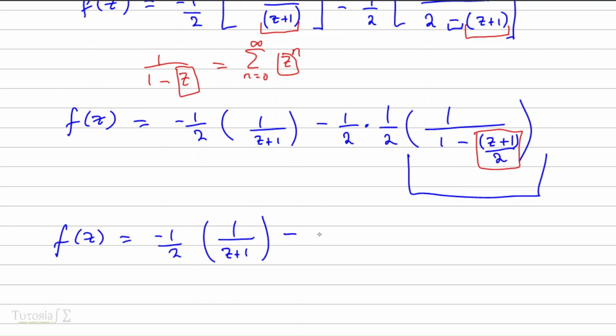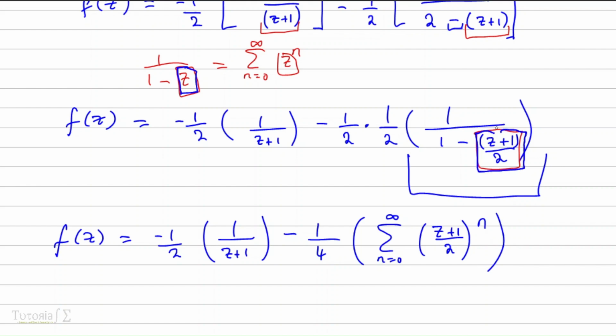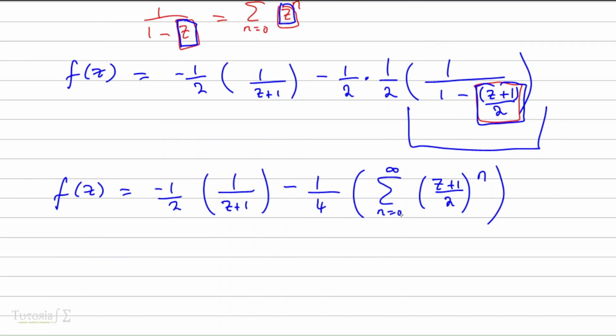Then this can be written as 1 over 4, open brackets. This, we're going to have the sum from 0 to infinity. Then this part is z, all out of it, so it is z plus 1 over 2 raised to the power n, like that. So this part is simply this part, and you replace all of it there, you raise to the power n, and you're done.